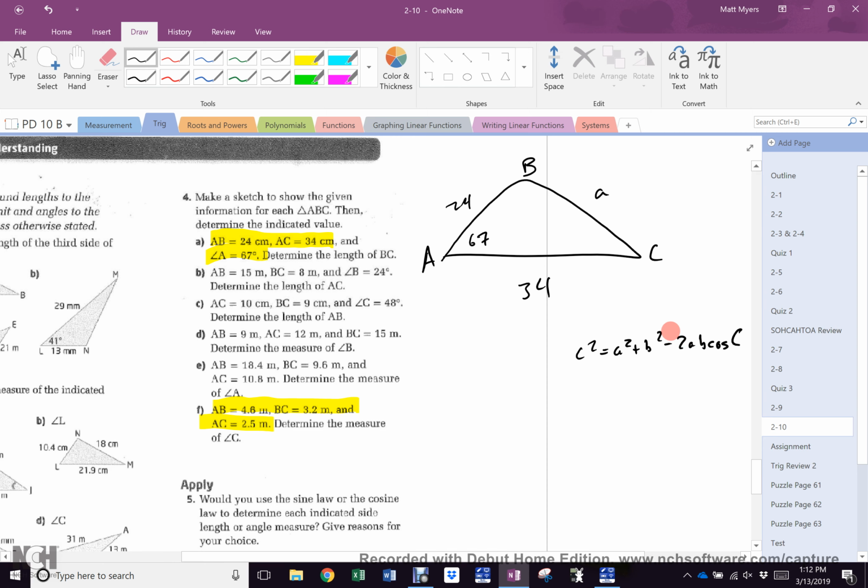You apply this to your triangle. Since you are looking for little a, this in your thinking becomes little c. And this in your thinking becomes big C, because that's what you know. That's how you apply it to the formula. All right?